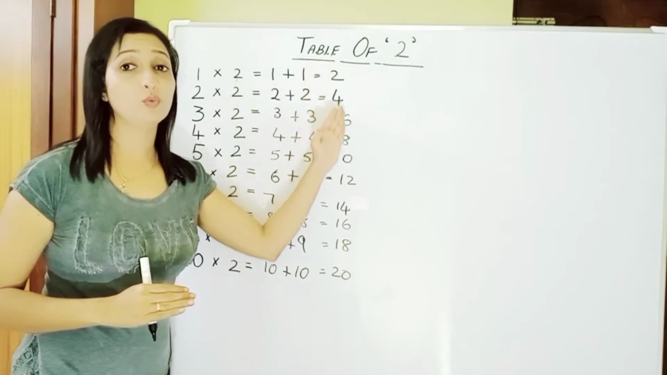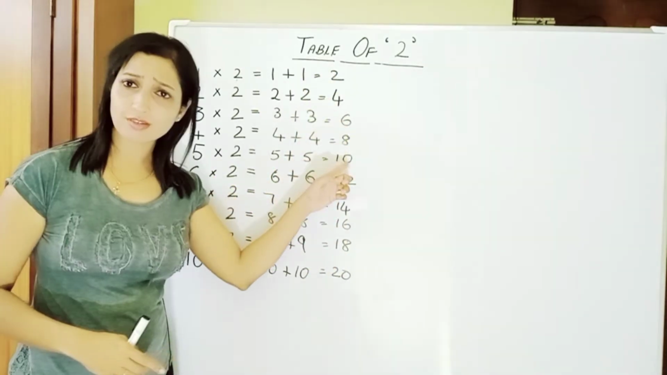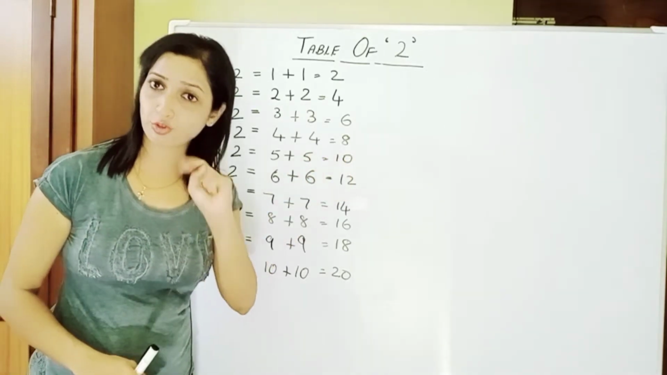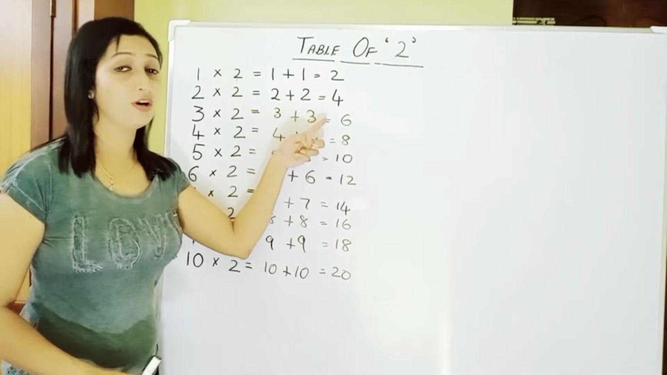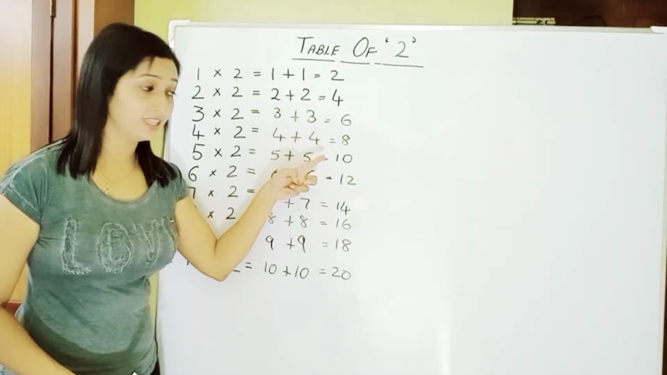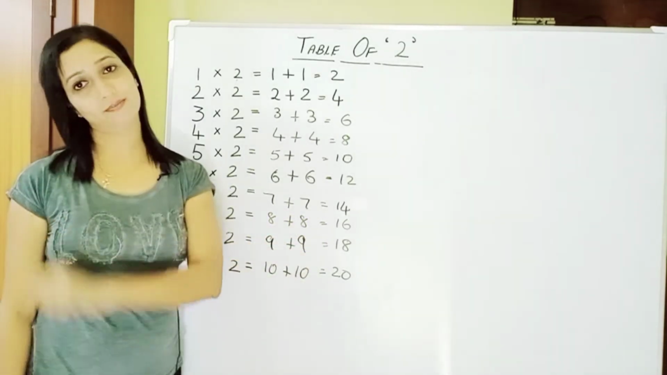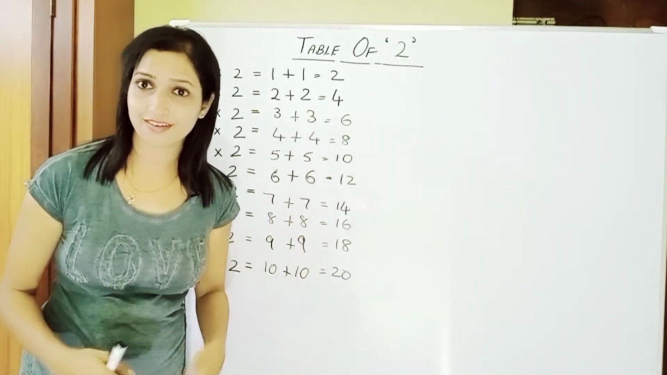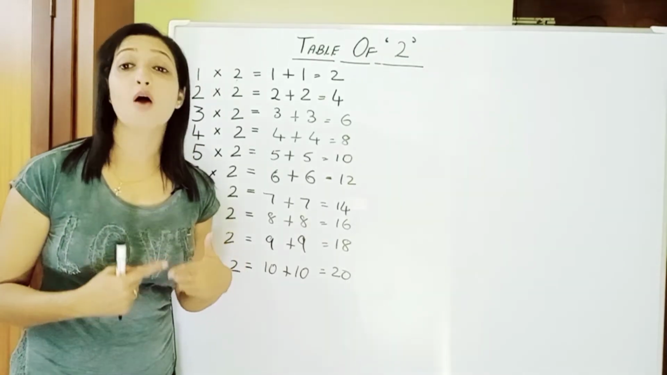Now, how can we write the table of 2 without adding? It is just the same as skip counting by 2. So let's start the skip counting by 2: 2, 4, 6, 8, 10, 12, 14, 16, 18, 20. Isn't it much easier?